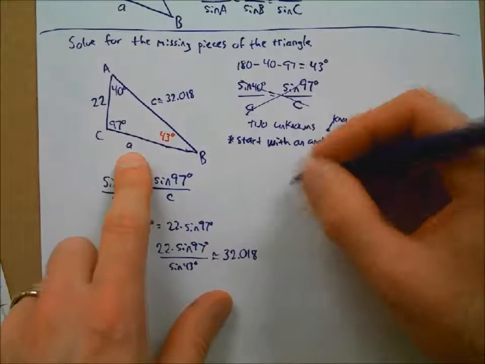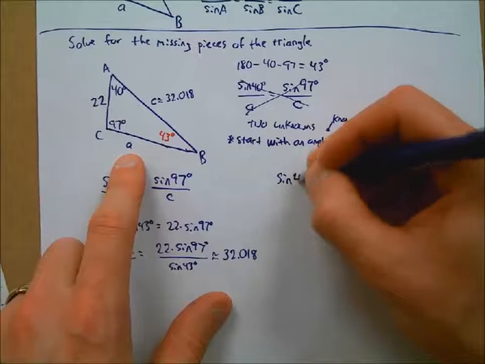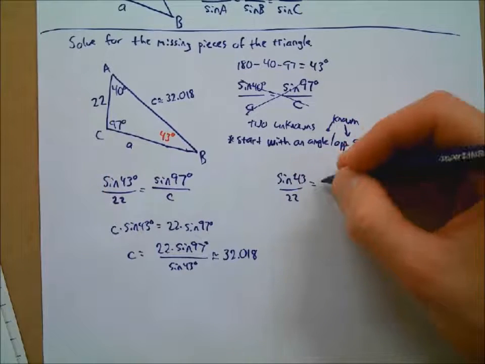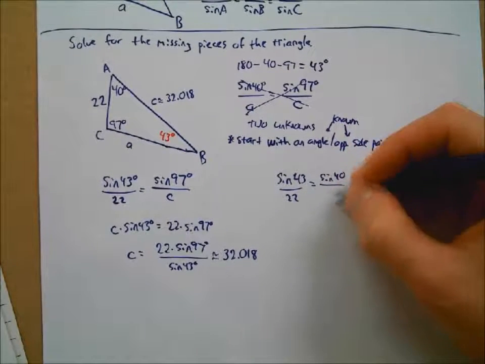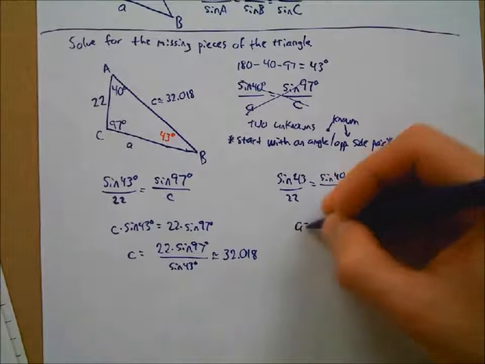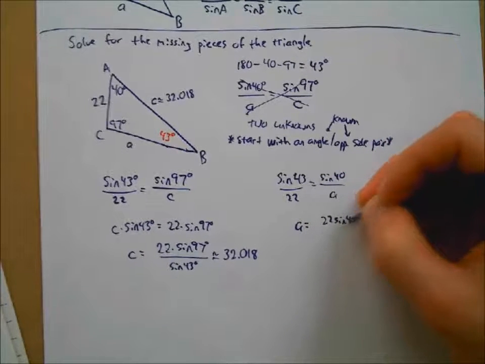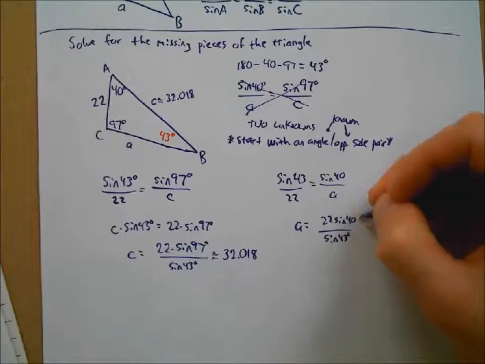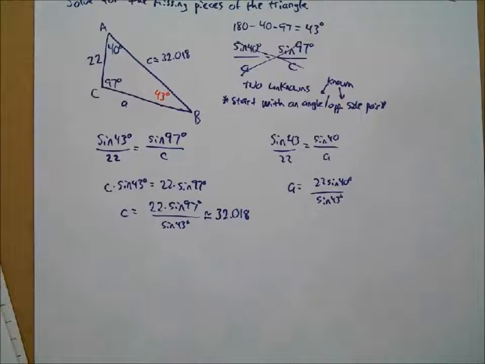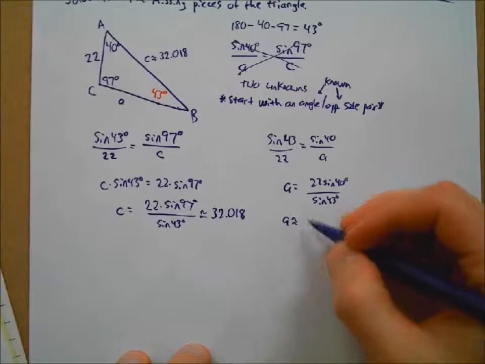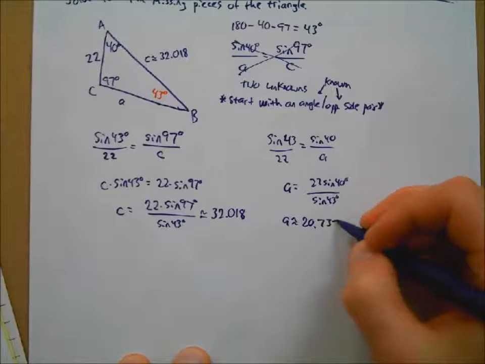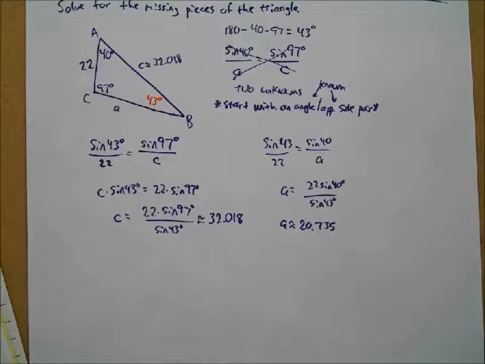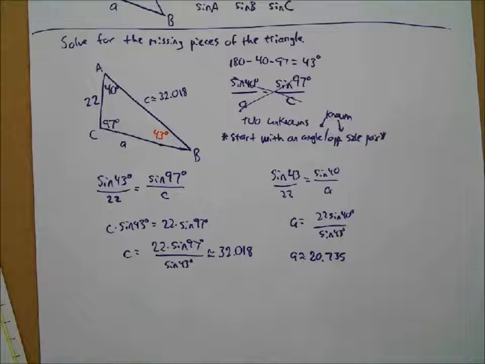So instead, let's just stick with sine of 43 over 22 equals, and now we'll do sine of 40 over A. And so we get A is going to be 22 sine of 40 over sine of 43 degrees. Okay, and I get A is about 20.735. And so I'll put that up here.